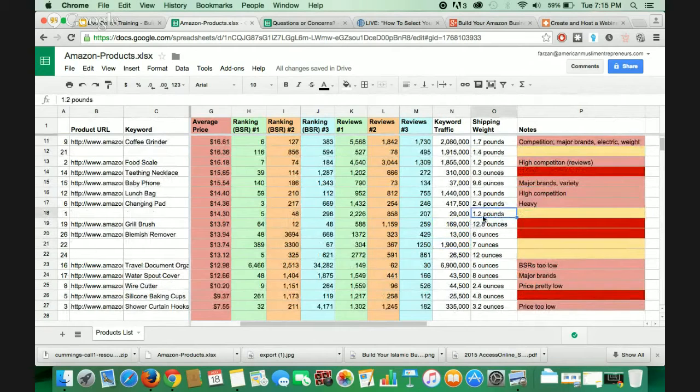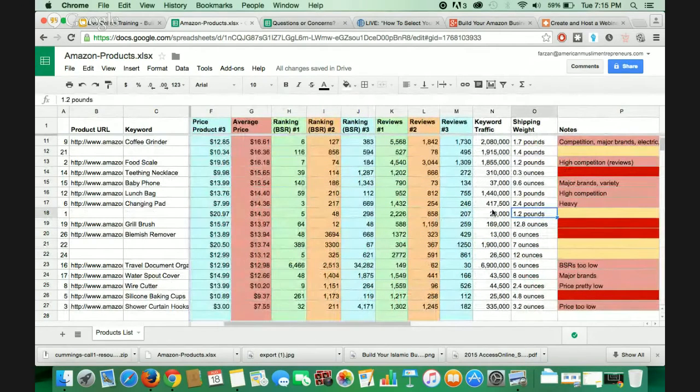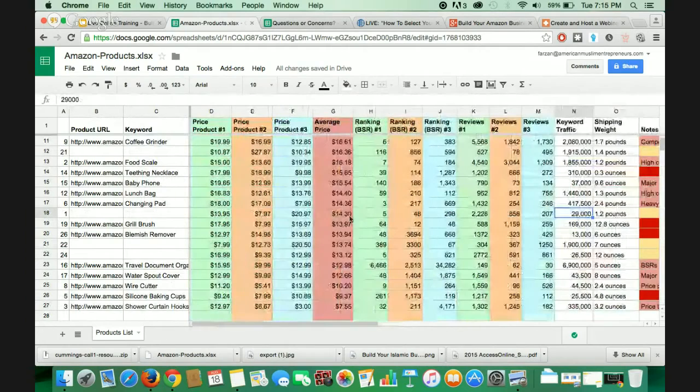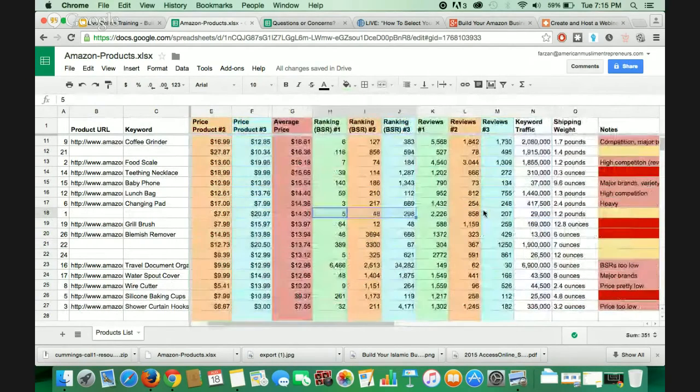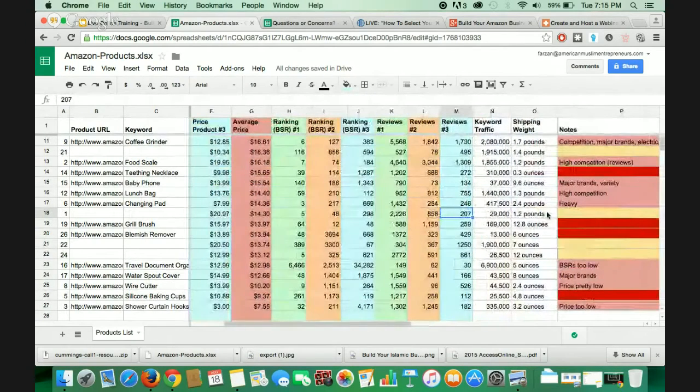The next one here, 1.2 pounds, 29,000 search traffic. This one was pretty good too in terms of price point. The rankings, as you can see, are excellent for this product. And the reviews are a little bit high, but just based on the market and the other listings and the weight, I felt like this could be a potential good opportunity. The next one at 2.4 pounds is too heavy, right? It doesn't fall within our 1 to 2 pound criteria, so I knocked that one out for being too heavy.